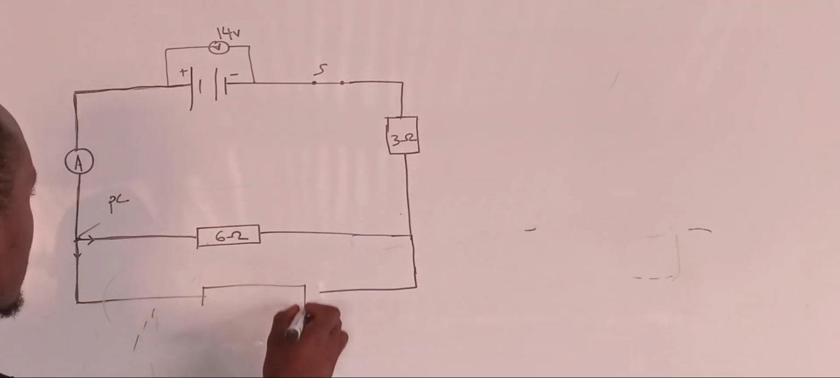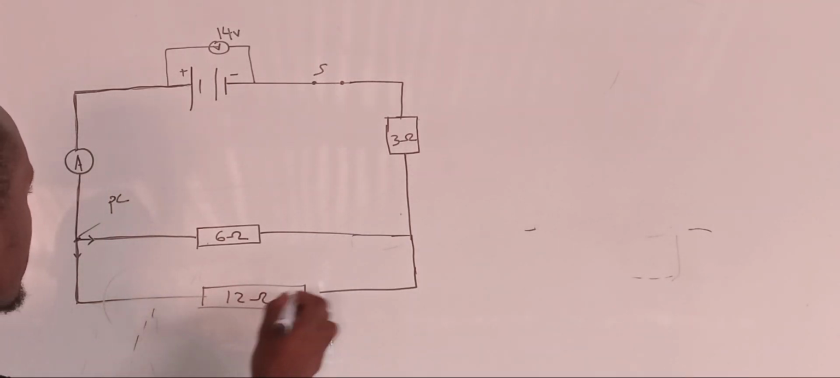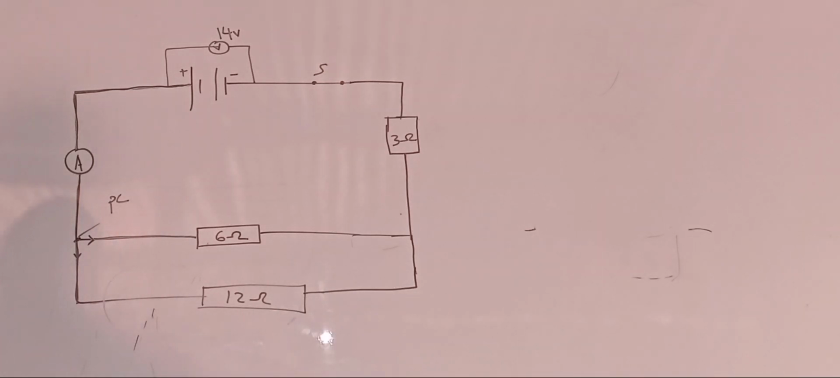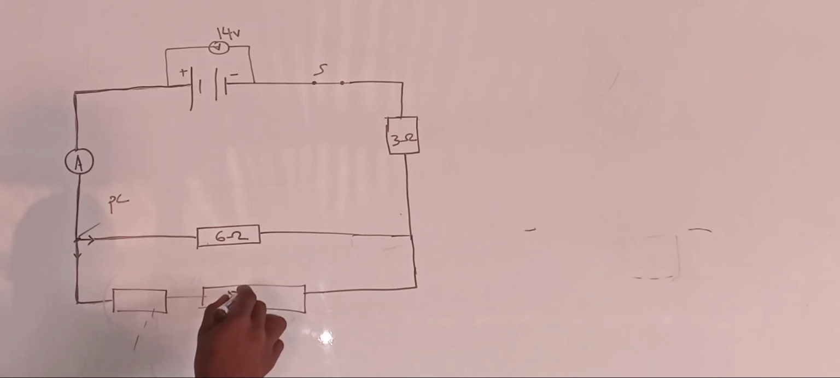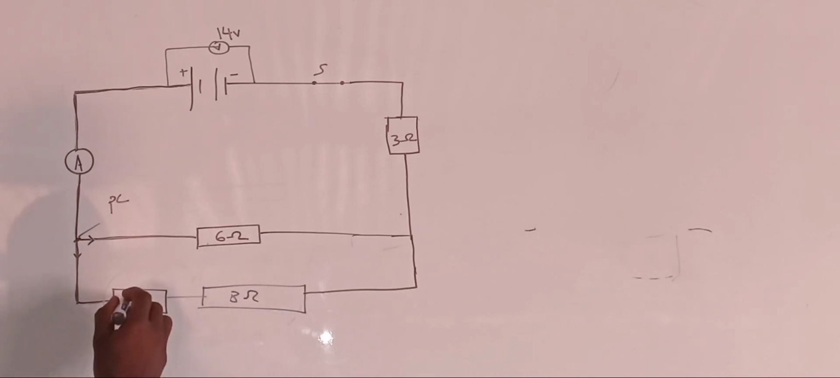We're having something that looks like this, but now it's 12 ohms. So this is a what? It's a series that is connected in parallel. I don't know if you understand that. So for us to calculate, we'll have something that looks like this. Okay, let me just go back to what we were having. It was 8 ohms here, and here it was 4 ohms.